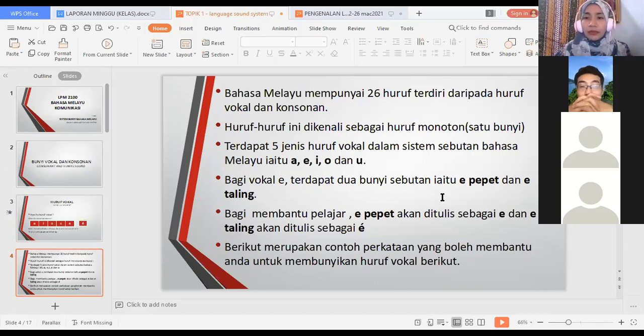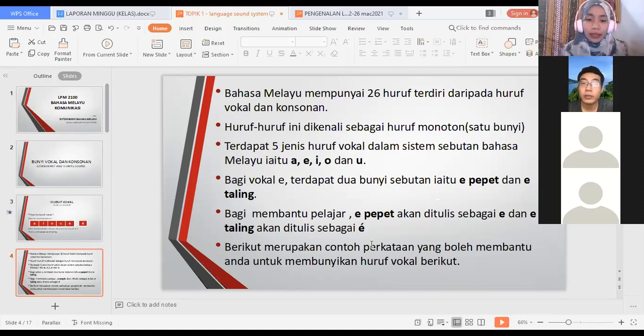They have E pepet and E taling. I already told you. E pepet, I will write down as the normal E. And the second E, E taling, I will write down with a mark.